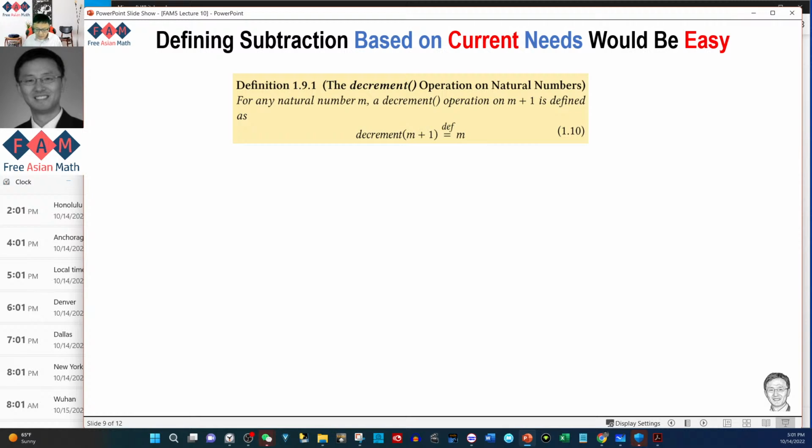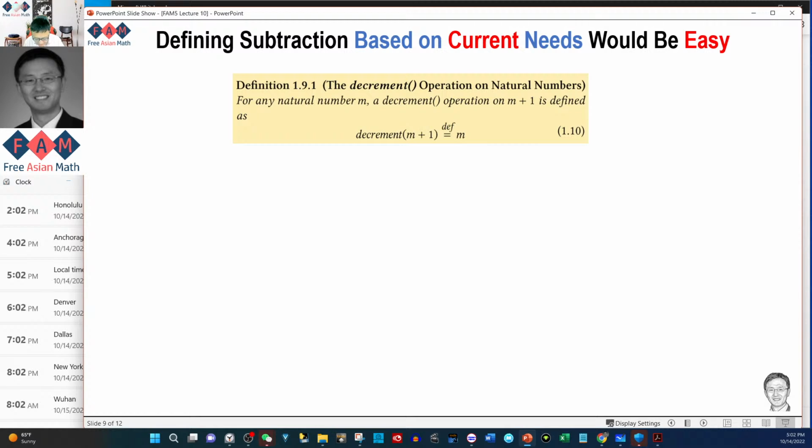So look very carefully. Our decrement operation is not based on any natural number m, but on the next number to m, which is m plus 1. So what is a decrement of m plus 1? Well, we just define it to be m. Isn't that obvious? Yeah, m plus 1, a decrement by 1 must be m. Of course, this is very straightforward, but there's a huge caveat here why we took such an indirect route.